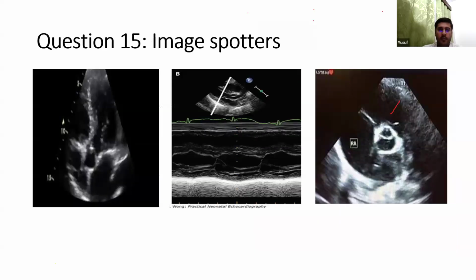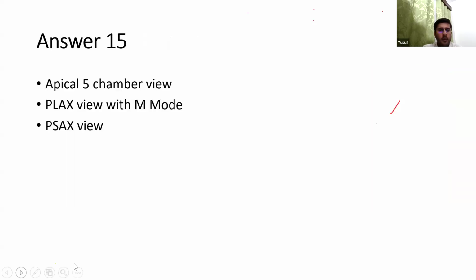The easier question is an image spotter. We have discussed so much echo in the preceding slides. So could you please tell what image 1 is showing, what image 2 is showing, and what image 3 is showing? Image 1: apical view... okay, there is an M mode cursor also. So all of you must know this. The first view is basically the apical four-chamber view. The second was the long axis view with the M mode cursor. And the third image was the PSAX view.